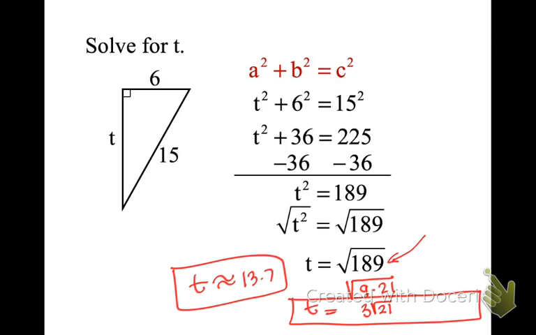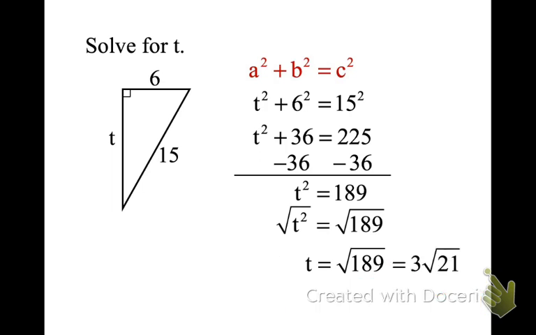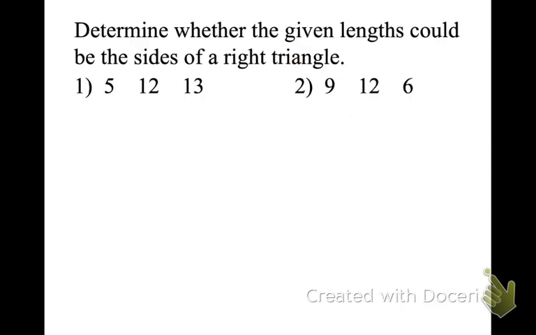Let's see how they wrote it here. Same thing. All right. Now, we can determine if it's a right triangle by using our Pythagorean theorem. If I substitute these numbers into the Pythagorean theorem and both sides are equivalent, then that means it's a right triangle. If both sides are not equivalent, then it's not.